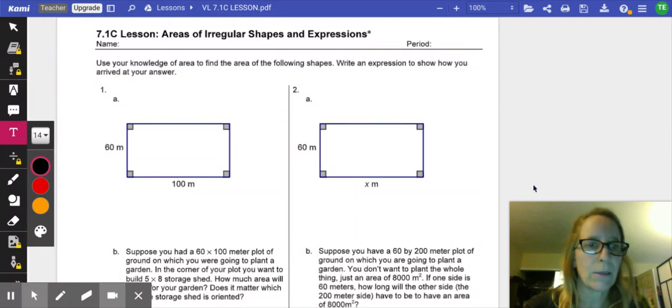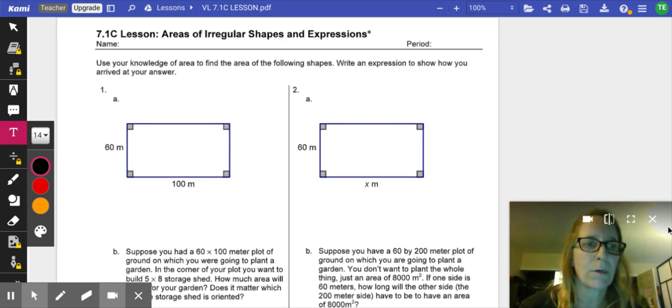We're doing irregular shapes with variable expressions today. So have out your PDF to write on. You printed it, or you have it electronically, or you have a lined piece of paper. But if you have a lined piece of paper, you're going to have to be drawing your shapes.